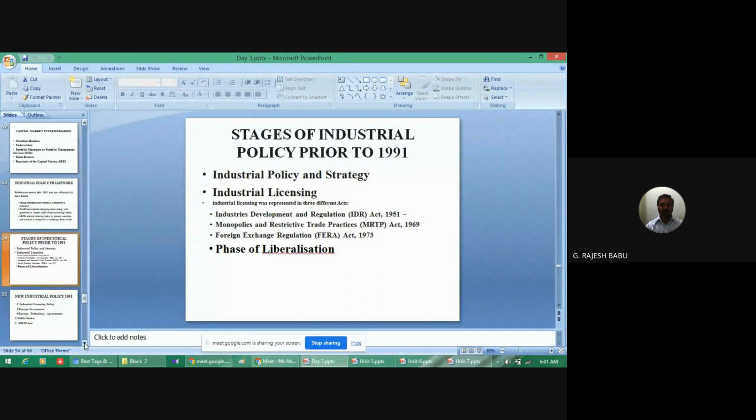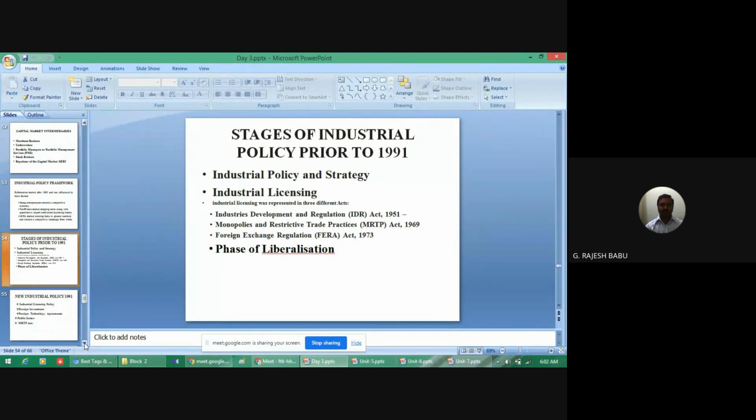Second one, Monopolies and Restrictive Trade Practices Act 1969. The primary role of this framework was to control the concentration of economic influence and discourage monopolies. It enforced a restriction on the acquisition and transfer of shares by certain corporate bodies, controlled monopolistic trade practices, and restricted unfair trade practices. Another primary objective was to control monopolistic trade practices by promoting healthy competition.